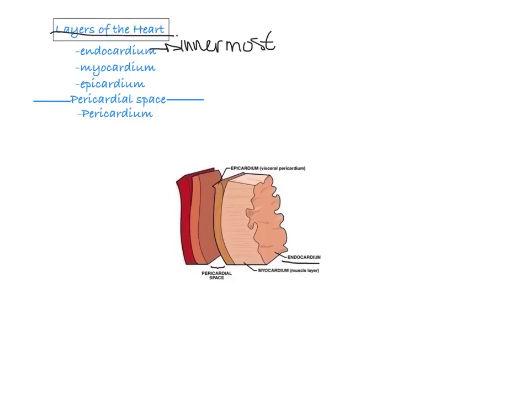Now, if we move one layer outwards, we're going to hit the middle layer. And this layer is probably the most talked about layer because it gives the heart its function, which is to pump. Our heart is a pump. It's an engine that pushes stuff through. And so it's going to have a tissue that allows it to move stuff, which is the myocardium. Myo meaning muscle. And this is going to be the middle layer. This is the middle layer. Think myocardium, middle layer. And that's this layer right here.